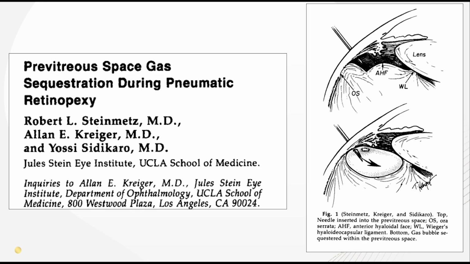Another study by Robert L. et al. showed previtreous space gas sequestration during pneumatic retinopexy. He concluded proper treatment requires prompt recognition of the trapped gas and removal via needle aspiration. New gas can then be injected after deeper insertion of the needle into the central vitreous cavity, preferably under direct observation. If unrecognized, the gas bubble trapped in this space could expand, creating retinal dialysis, lens dislocation, or cataract.